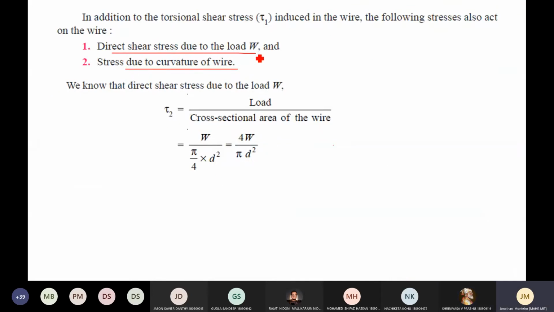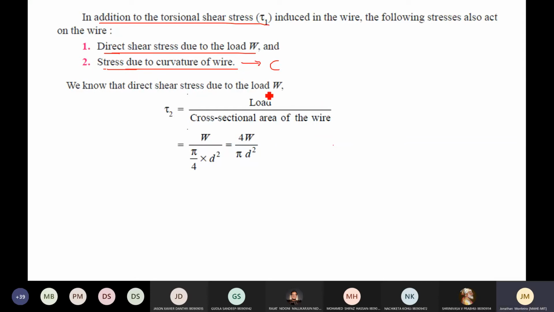So, direct shear stress due to the load W and the shear stress due to the curvature of the wire. This is what we told in addition to the torsional shear stress. Okay, torsional shear is totally valid over there. Then we have direct shear stress due to the load W and the stress due to curvature of the wire. What is this? This is a representation of C, how close the coil diameter is when compared to the wire diameter. So this is the stress due to the curvature. Now you have to include all those components into one single expression.